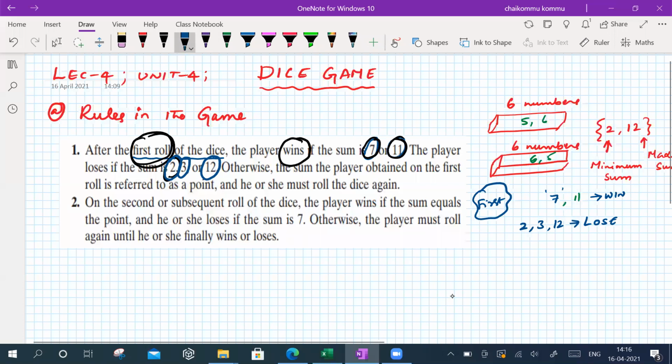On the second or subsequent roll of a die, the player wins if the sum is equal to the point. Okay, what does it mean? For example, you are rolling the first time. You did not get 7, or 11, or 2, 3, 12. That is possible, because many other possibilities are also there. Apart from these, we can see other numbers also.